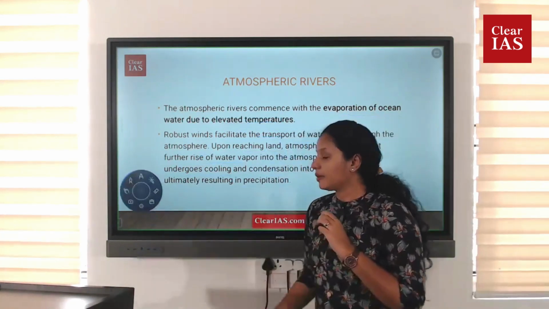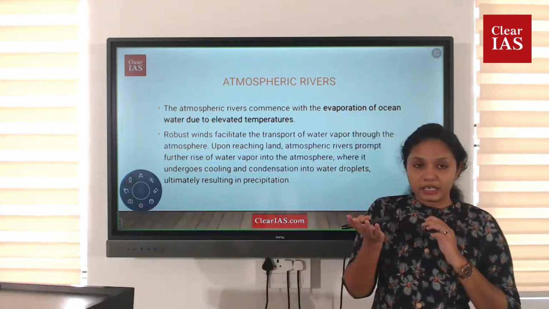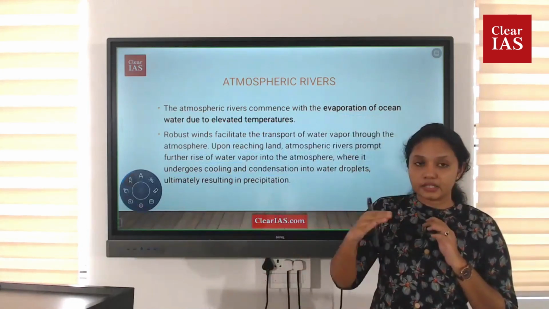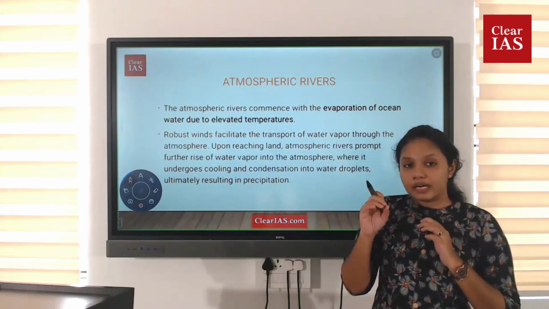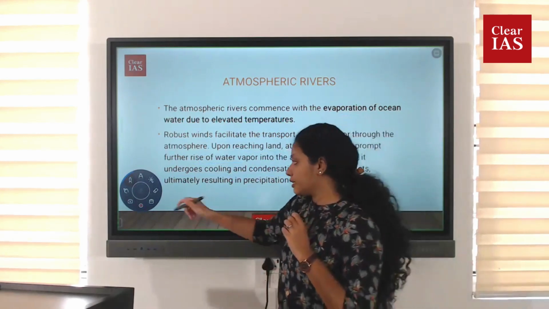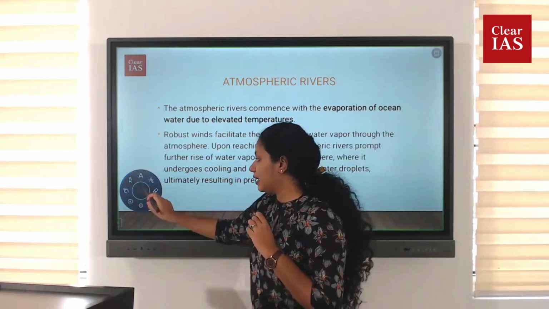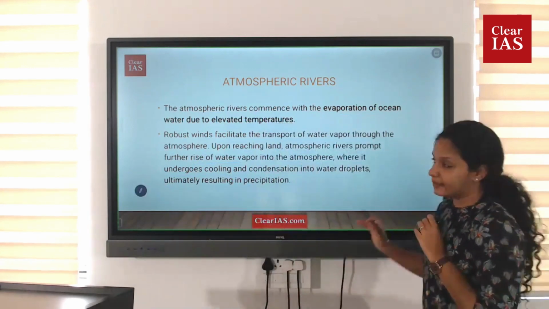Okay, evaporation, water vapor increases, wind further takes it to longer distances. Later, it will condense, and further it will result in downpouring, and this is termed atmospheric rivers.